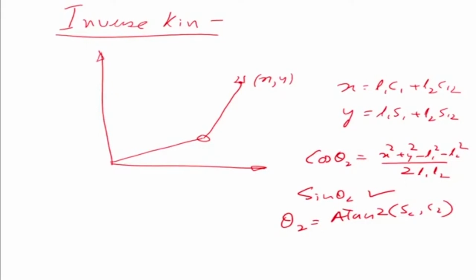Now what about getting theta 1? How do we get theta 1? We make this construction, and this is my triangle. This is my angle theta 1, this is my angle theta 2, which we have got. This is L1, this is L2.